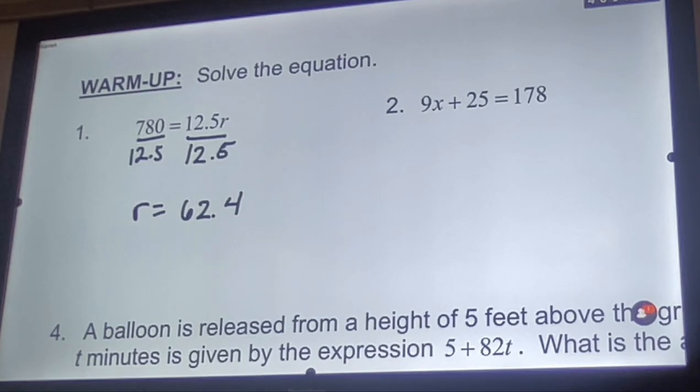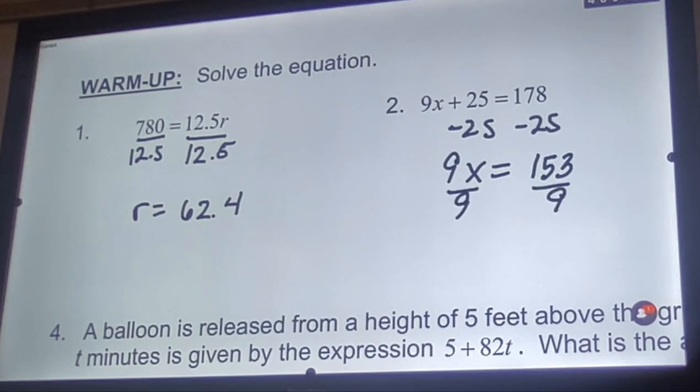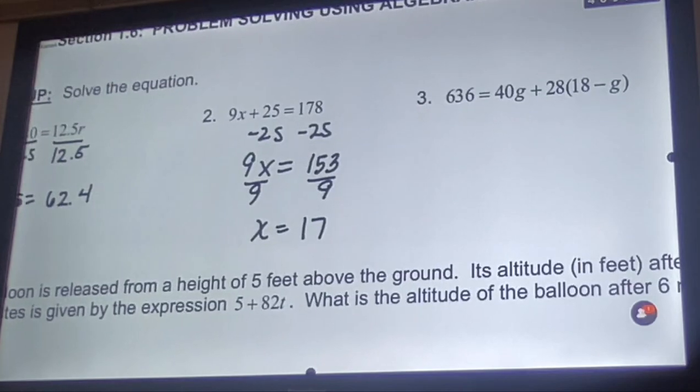The next one, Gavin, what would you do for number 2? Subtract 100 and say it again. 23. Try it again. 178 minus 25. 153, yeah. And then when you divide by 9, what do you get there? 17. Yeah, it actually works out nicely. You get 17. And then number 3 has some G's in it, and we also have parentheses here.